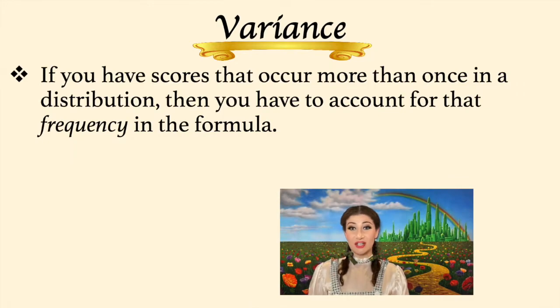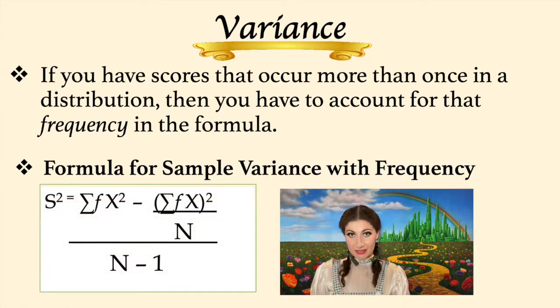If you have scores that occur more than once in a distribution, then we have to take that into account. We have to make sure that we take frequency into account when calculating variance. So if we do have a frequency distribution, the formula slightly changes, but again, nothing that you haven't seen before. We simply have to add the frequency into the formula, symbolized by a lowercase f. So in this case, we have the sum of f of x squared minus the sum of f of x then squared divided by n, all over n minus 1.